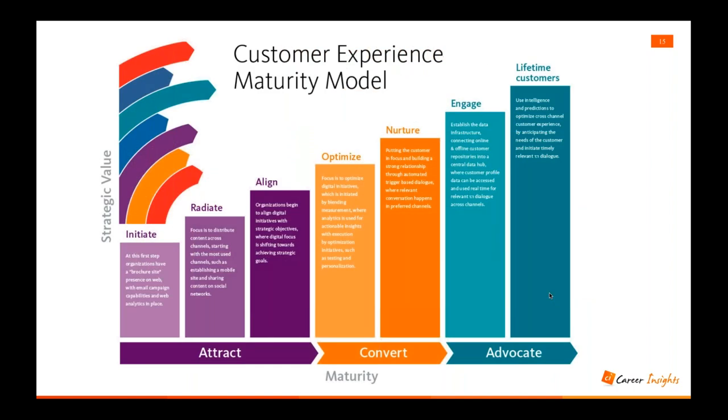So we now ask ourselves, looking at the customer experience maturity model, where do we want to be? We want to have lifetime customers. That's where we're going. We understand that there's a strategy to attract the customer, there's a strategy to convert the customer, but then there's also a strategy to keep that customer with us for life. So for us, the lifetime value of a customer is £3,500. How do we get £3,500 from you over the next 3 to 5 years? That is what is important to us as a business.